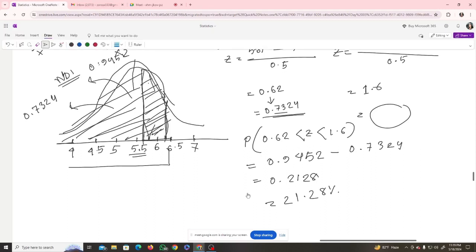That 21.28 percent of students from XY university have a height between, what was the question, 5.81 to 6.3 feet. So this area is 21.28 percent.